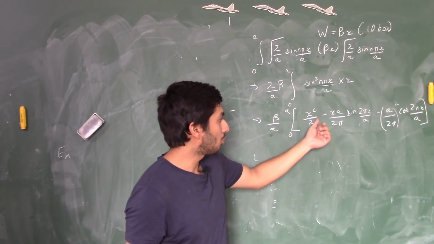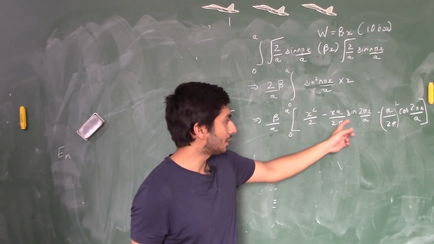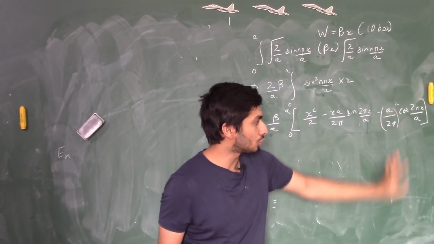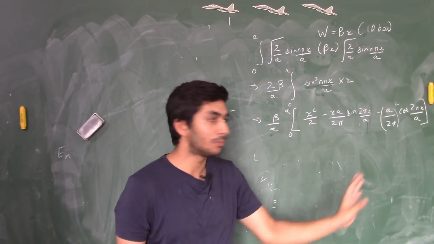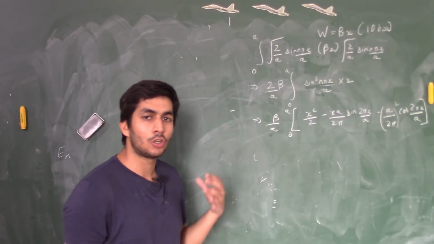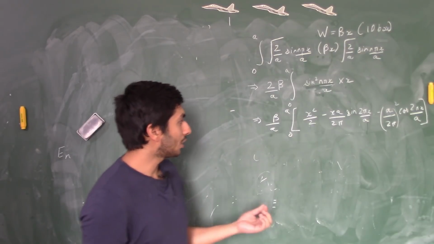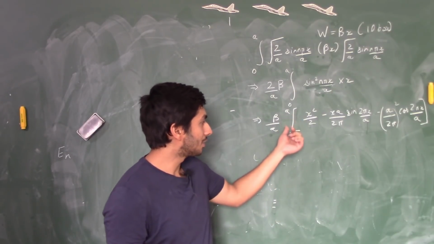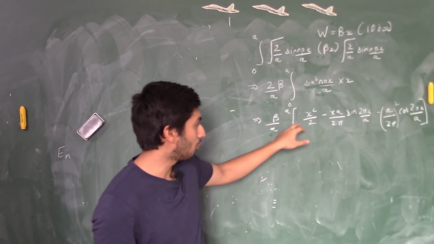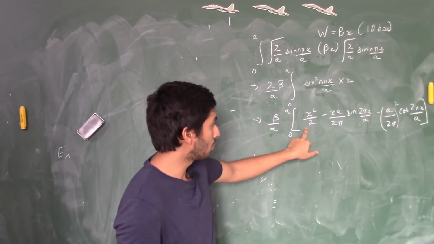X square upon 2 minus xa upon 2 pi sine 2 pi x by a minus a upon 2 pi whole square cos 2 pi x by a. This is the whole term that I get, right? So again, like I told you previously also, your integration should be good. Now simply I have to replace the value. a is the upper limit, so I replace the a value over here, so this will become a square by 2, right?